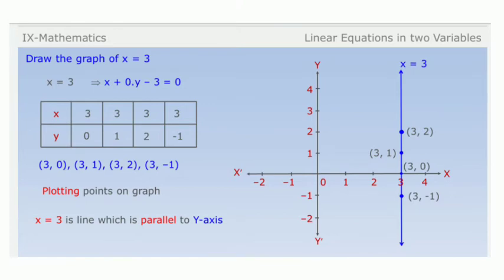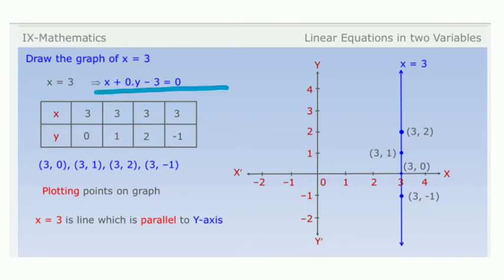Now, let us discuss one problem. Draw the graph of x equal to 3. This x equal to 3 can be written as x plus 0 into y minus 3 equal to 0. Here we have no y term, so we adjust with 0 times y. Okay. So x plus 0 into y minus 3, with plus 3 transposed to the left side, so positive 3 becomes negative 3. So 0 into y minus 3 equal to 0.